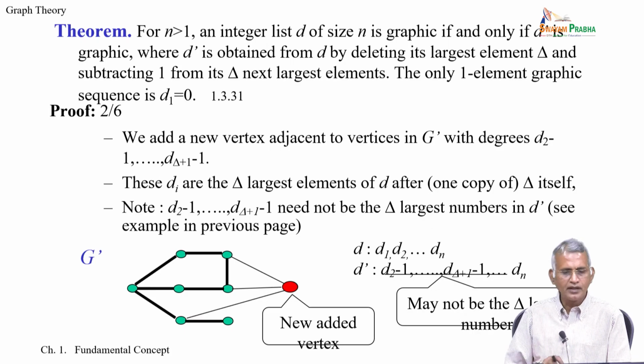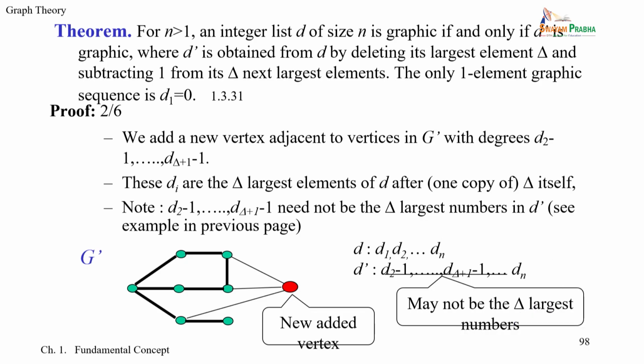Based on that we have a statement: n greater than 1, an integer list d of size n is graphic if and only if d' is graphic, where d' is obtained from d by deleting its largest element capital delta and subtracting 1 from its delta next largest elements. The only one-element graphic sequence is d1 equal to 0.